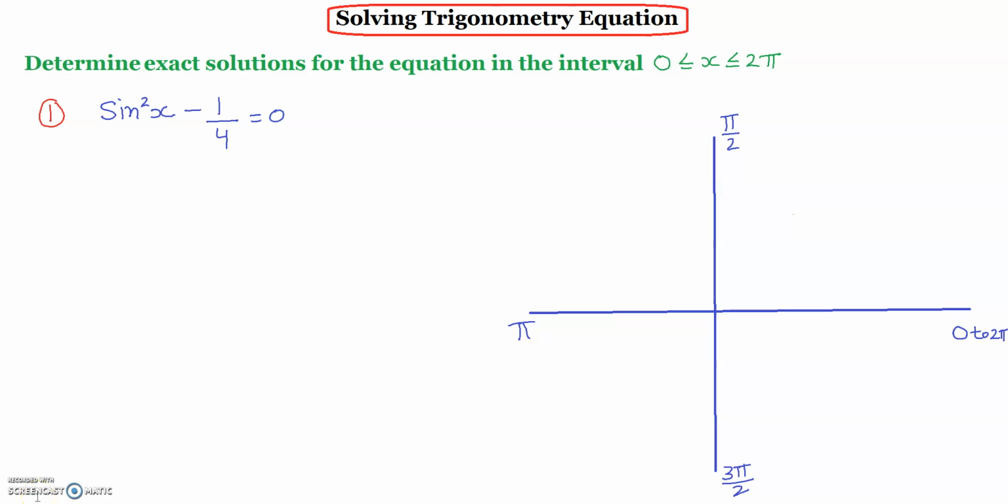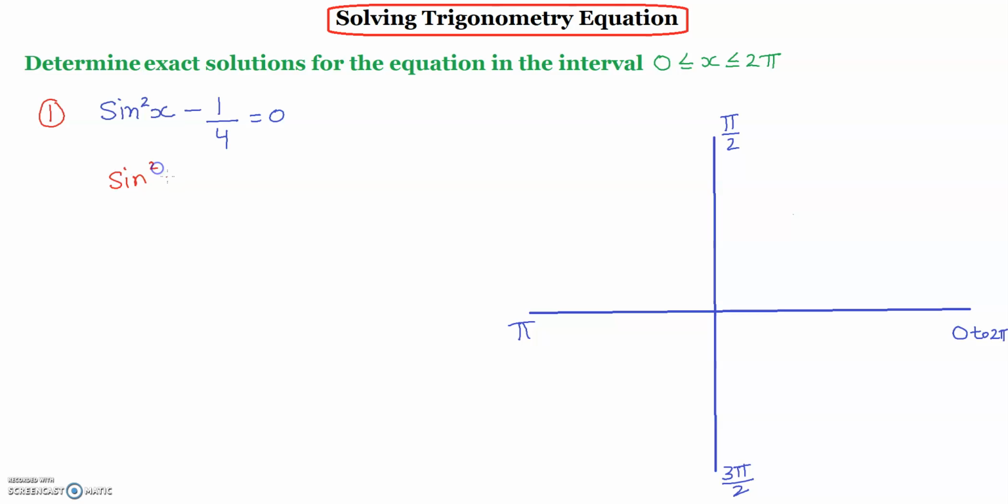Today I'm going to show you how to solve a trigonometric equation. Determine exact solutions for the equation in the interval 0 to 2 pi. The equation is sine squared x minus 1 over 4 equals 0. So first we will solve for x.